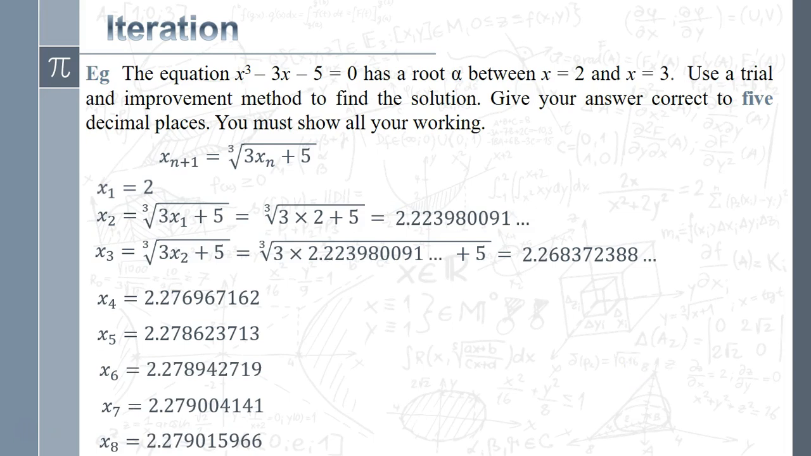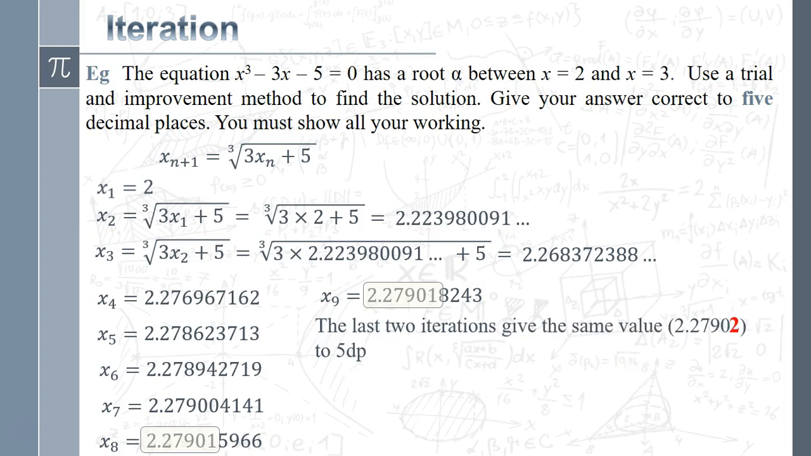You can see very quickly it's starting to settle down. We've now got 2.2790, 2.27901, and if we're looking at this, we want this to 5 decimal places. If we have a look at those two, x8 and x9, both have the same value to 5 decimal places, but more importantly than that, if you have a look at the digit after them, they will both round to the same thing as well. So what we're saying is the last 2 iterations give us the same value, 2.27902 to 5 decimal places. So that means our answer to 5 decimal places is that value there.